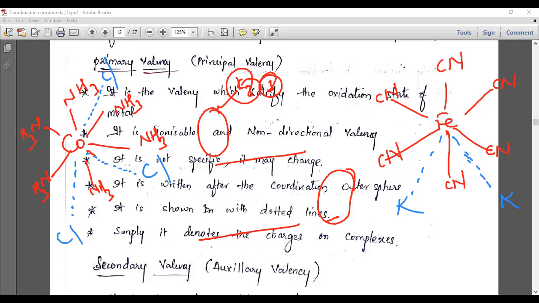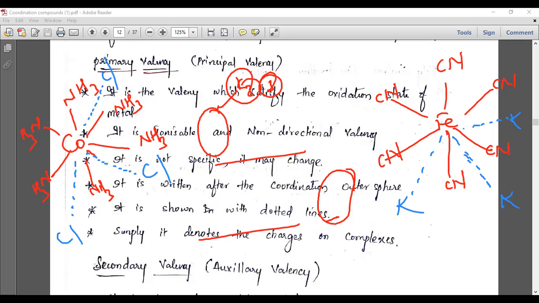Remember that. You can write anywhere here, but you should write with dotted lines because they are not pure. They are not a dative bond. They are not a pure coordinate covalent bond. They are simply an ionic bond. So what does ionic actually mean? They are ready to donate their electron, ready to lose their electron to form a cation.